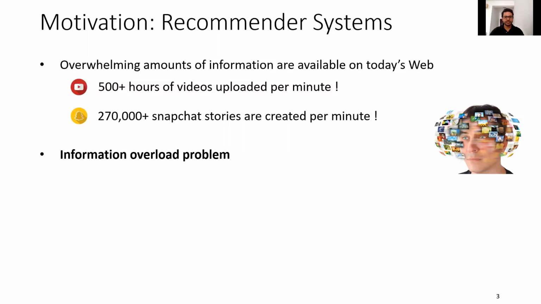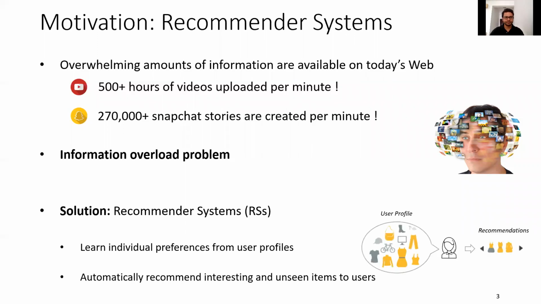With this much information coming into these systems, we face the information overload problem, which means whenever a user logs into one of these systems, they cannot possibly go through all the available items to pick and choose the ones that they would like to interact with, because there are simply too many items available. And recommendation systems are considered the generic solution to this information overload problem.